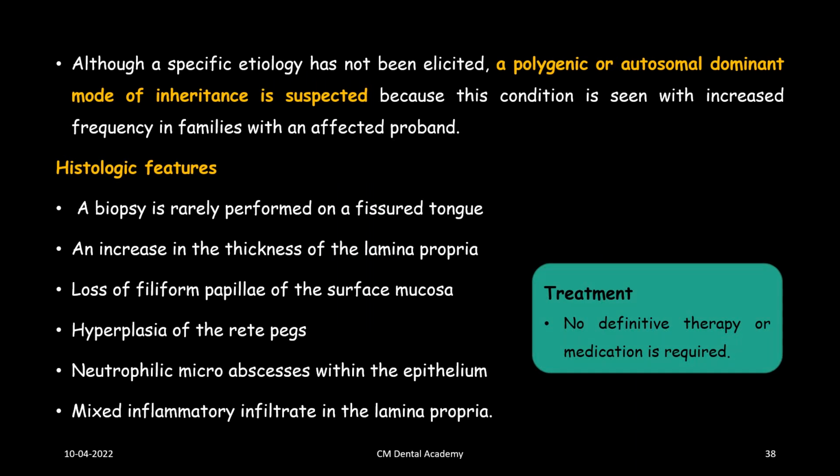Although the specific etiology has not been elucidated, a polygenic mode of inheritance is suspected. Histologically, biopsy is performed very rarely in case of fissured tongue. An increase in the thickness of the lamina propria is seen, with loss of filiform papillae on the surface of the mucosa, hyperplasia of the rete pegs, formation of neutrophilic microabscesses within the epithelium, and a mixed inflammatory infiltrate in the lamina propria. There is no definitive therapy or medication.